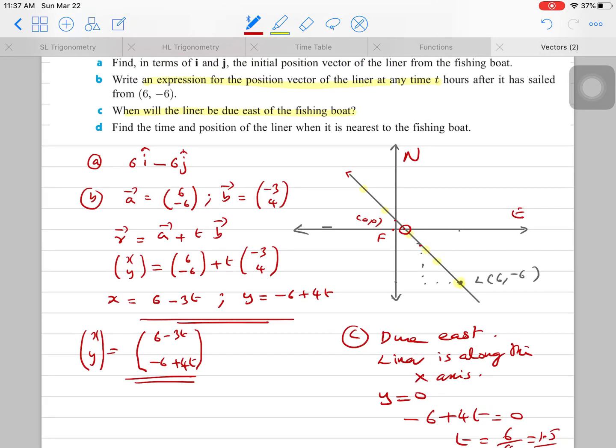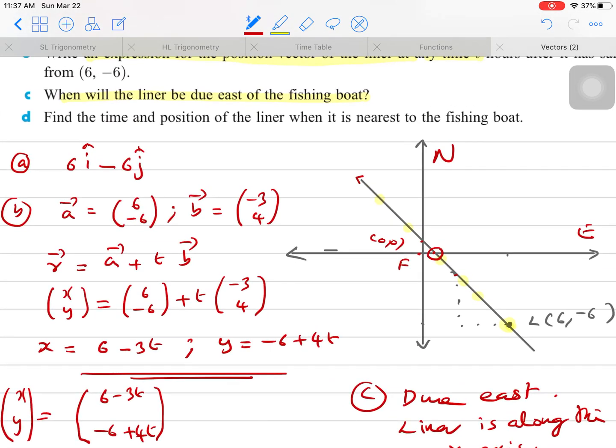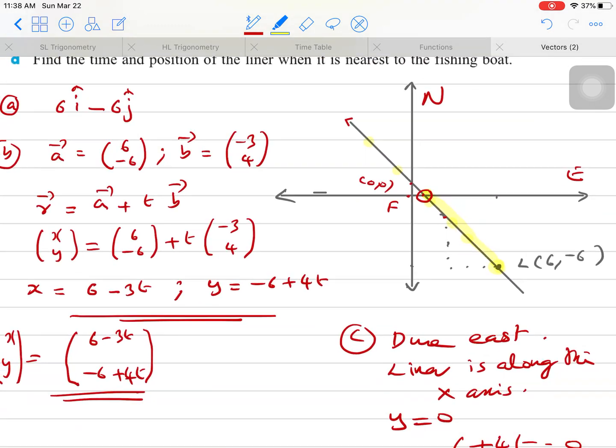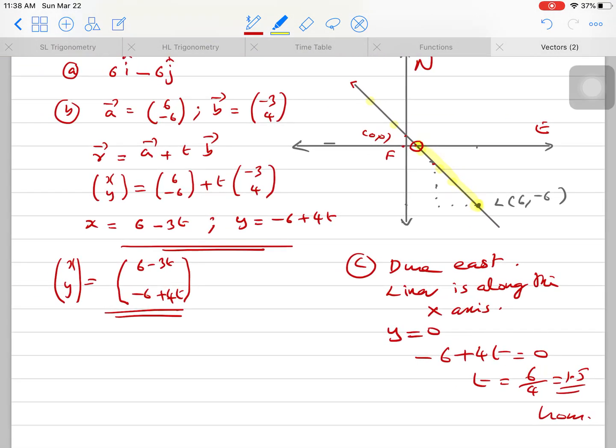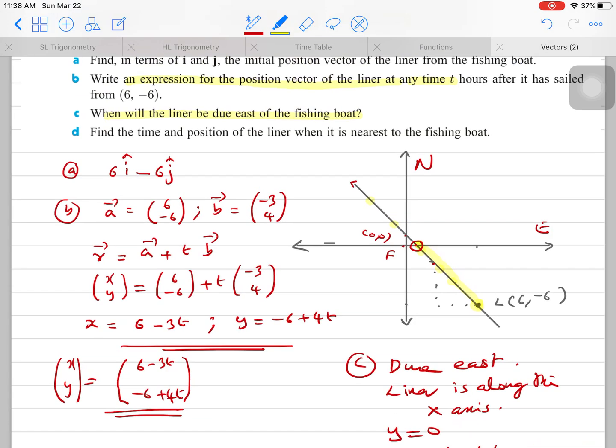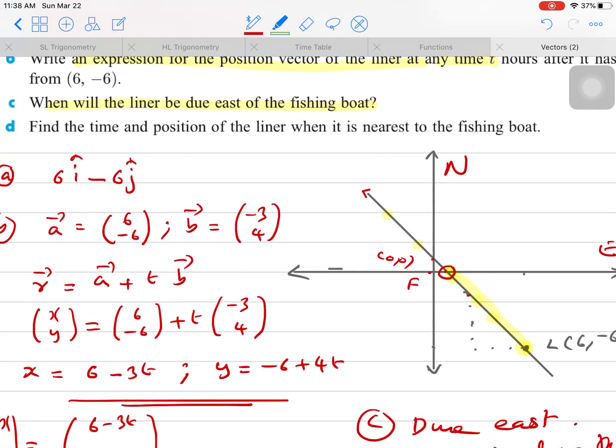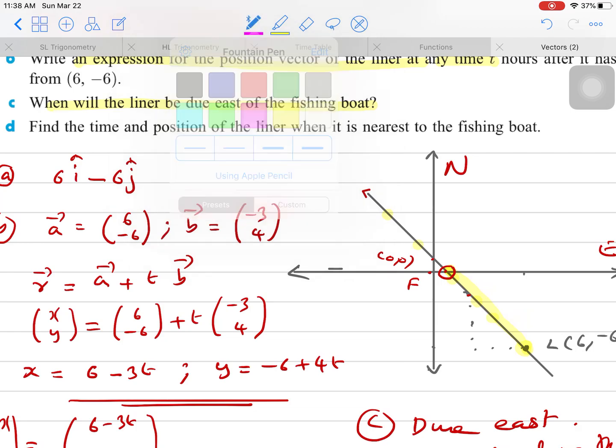So it takes 1.5 hours for the liner to go from the initial point 6, minus 6 to reach the point where it crosses the x-axis, which is due east of the fishing boat. So that's the time they ask. It will take 1.5 hours for the liner to be due east of the fishing boat. The last question: find the time and position of the liner when it is nearest to the fishing boat. Time and the position of the liner.